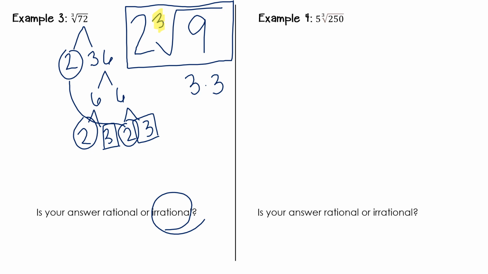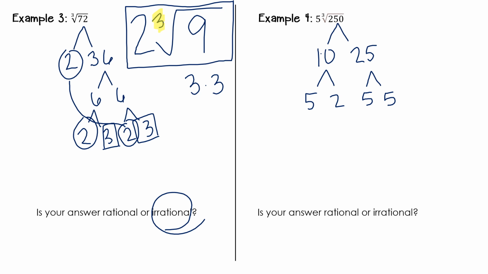Example 4, we're breaking down 250, which can be a little bit of an intimidating number because it's such a big number. But if you ever have anything that ends in a 0, that automatically means it's divisible by 10. So this would be 10 times 25. Then 10 is 5 times 2, and 25 is 5 times 5.